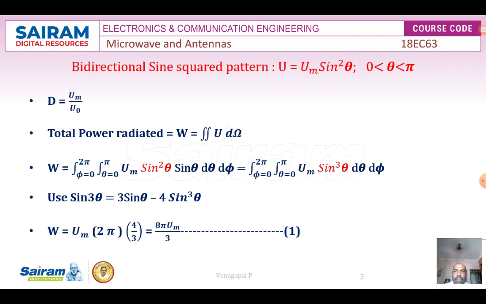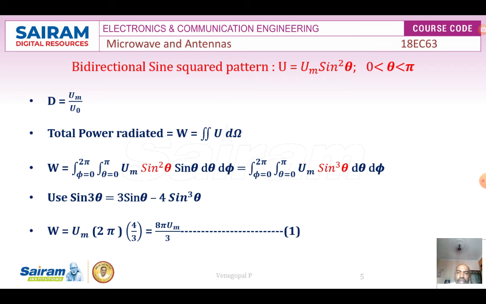Next is the intensity pattern Um into sin square theta. For this, find the total power radiated first. Follow the same formula. W is equal to double integration of U into d omega. U is Um into sin square theta, and d omega is sin theta d theta d phi. Integrate first d phi for the limits of integration 0 and 2 pi. Next find the integration of sin cube theta. As we know from the trigonometric rule, sin 3 theta is equal to 3 sin theta minus 4 sin cube theta.